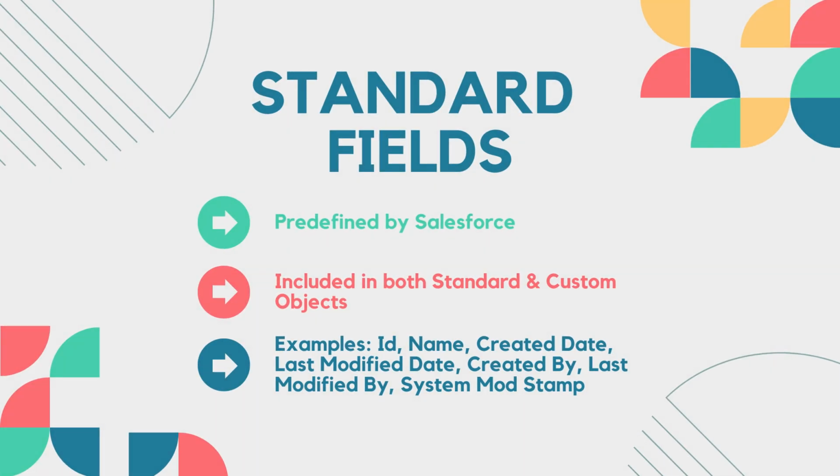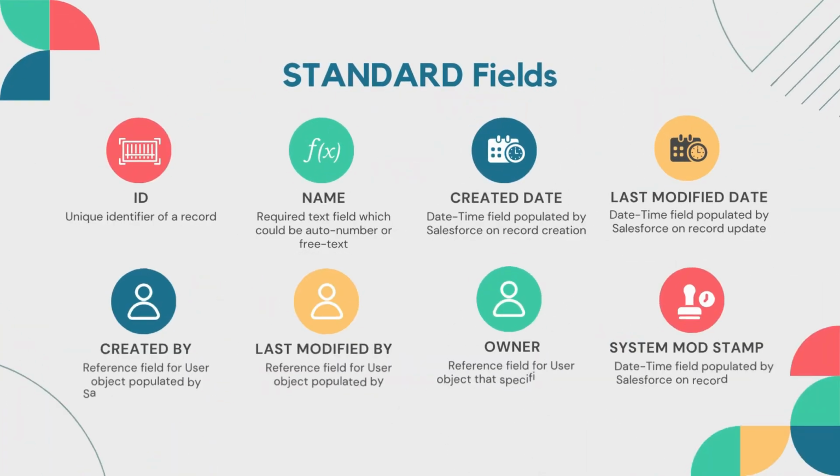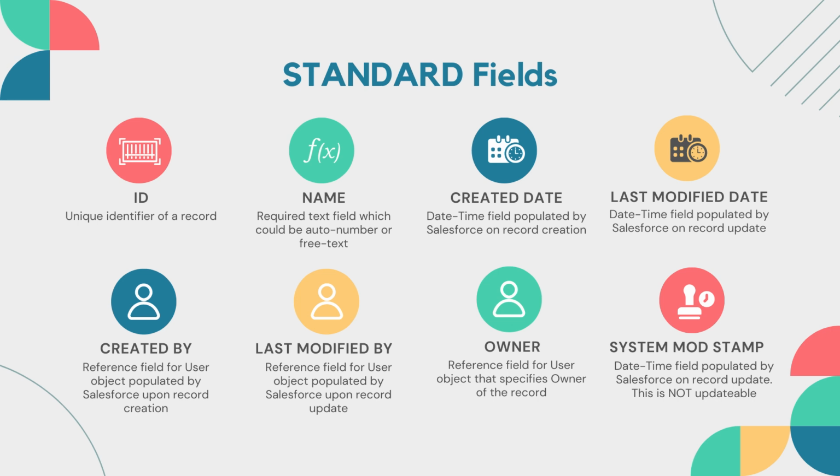Standard fields are predefined by Salesforce and come with every Salesforce object. These fields cover common data needs and are essential for core CRM functionality. These are the standard fields that we will see on every standard or custom object. ID is a unique identifier of a record. Salesforce creates this ID automatically whenever a record of an object is created. This is 18 characters in length and made up of alphanumeric characters. This is not editable to us.